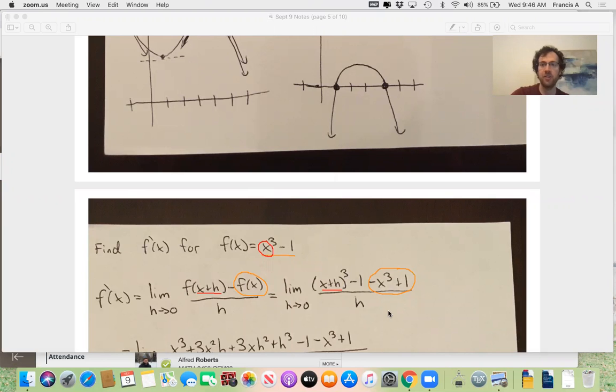Before we get into actually evaluating this, questions about just why this is the limit that we'll actually need to set up.